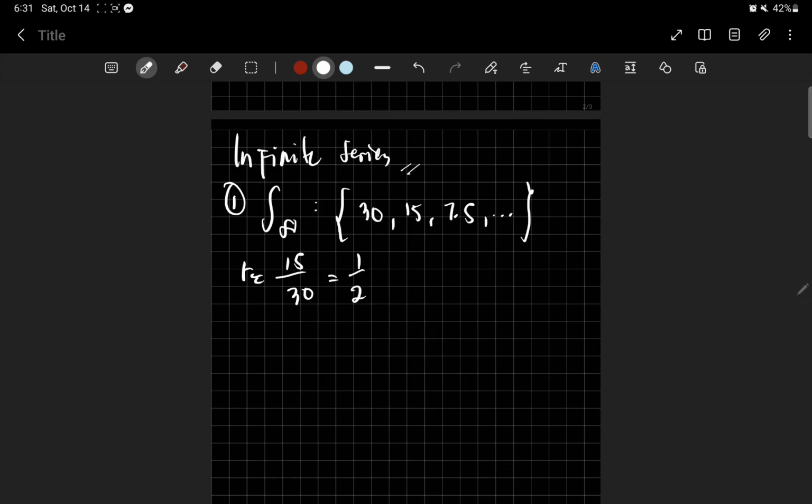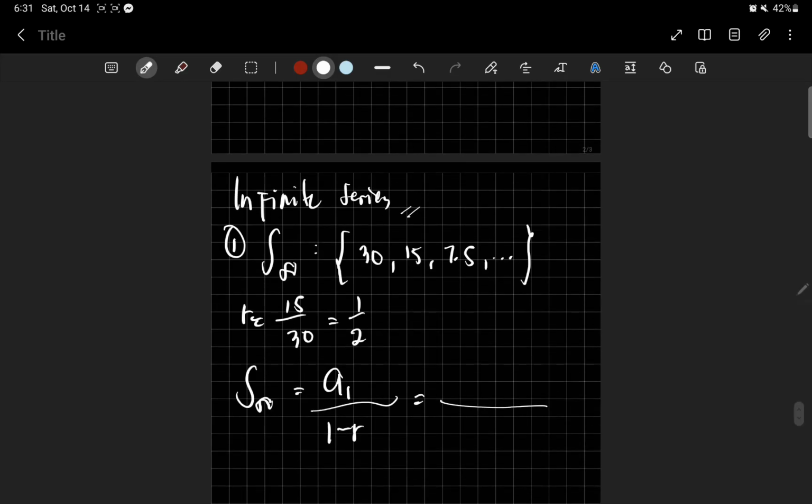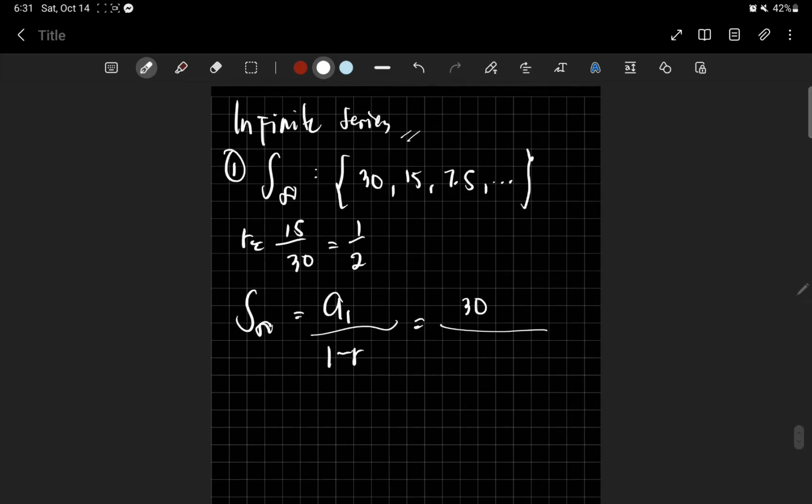And 1 half, kapag ang common ratio is 1 half, ano siya? Convergent, divergent. Okay, convergent. Therefore, we are going to use the formula of S sub infinity, which is equal to a sub 1 over 1 minus r. So, yan lang ang solution natin for an infinite geometric series kapag convergent siya. So, identify the first term. Ano yung first term natin dito? That is 30. Ano yung common ratio natin? That is 1 half. So, that is 1 minus 1 half. And 1 minus 1 half, that is 1 half.